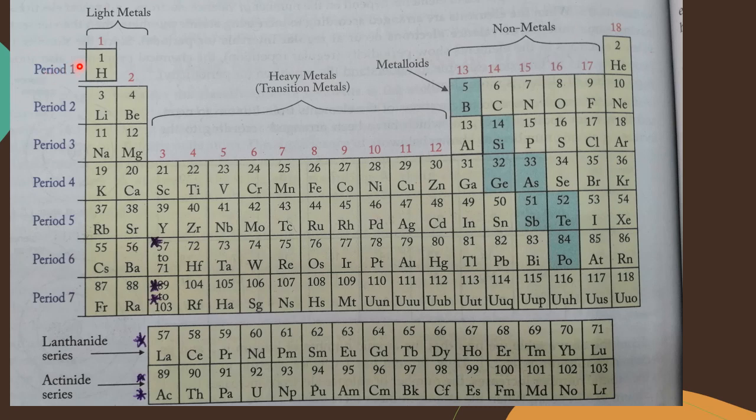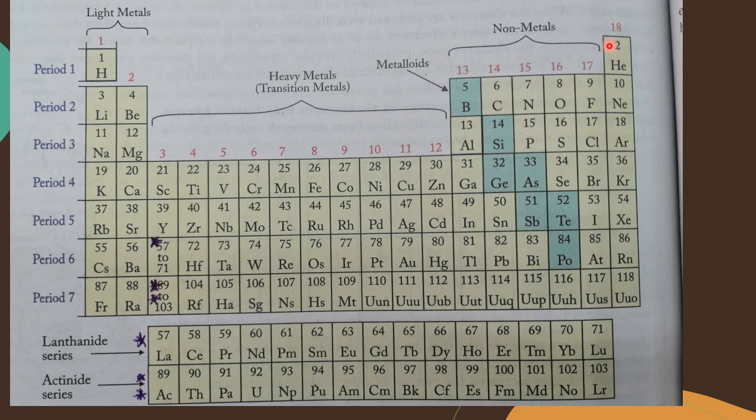The elements belonging to group number 1 are known as alkali metals. Elements of group 2 are known as alkaline earth metals. Group number 17 elements are known as halogens, and group number 18 elements are known as inert gases.